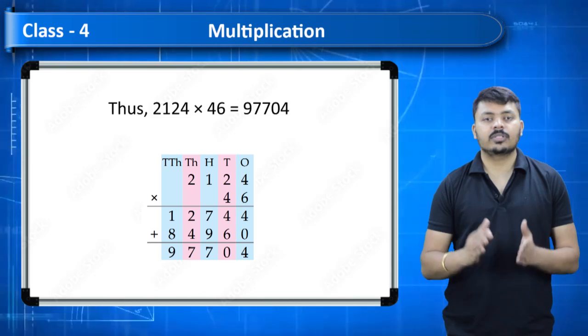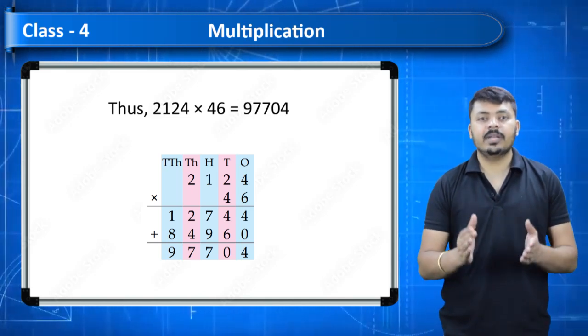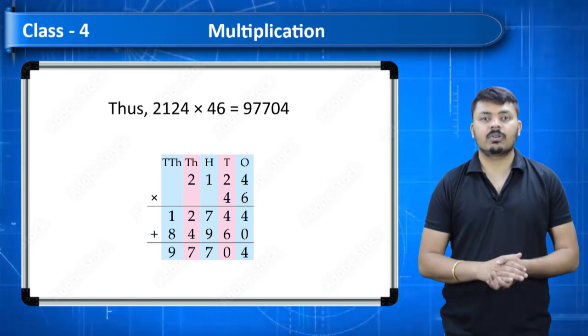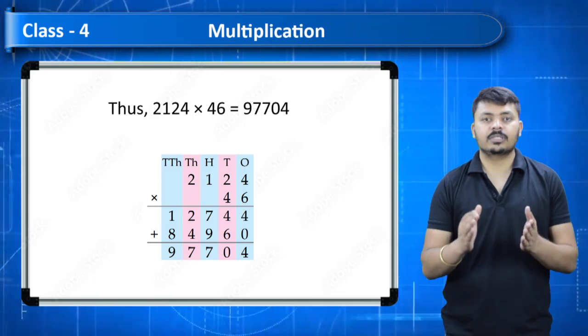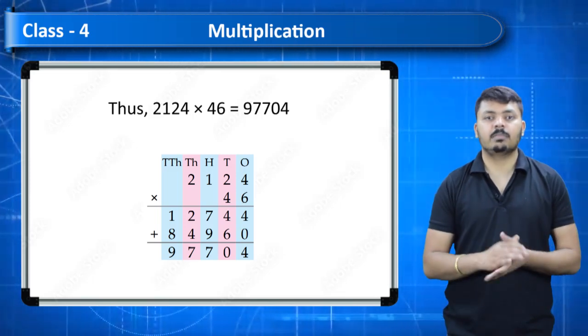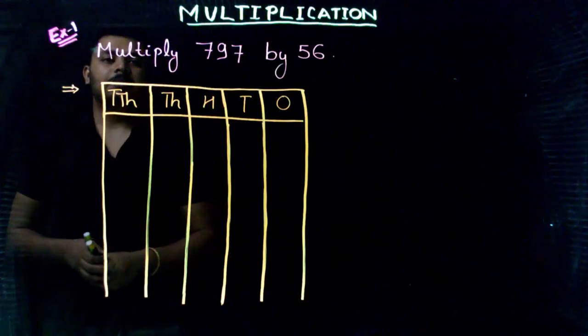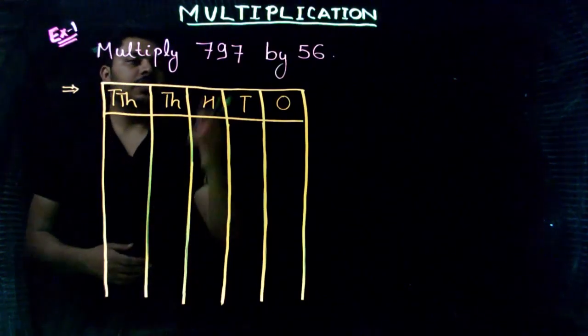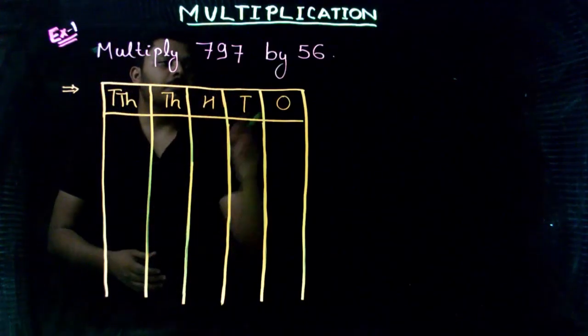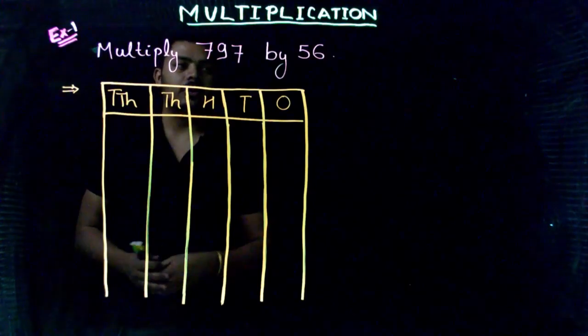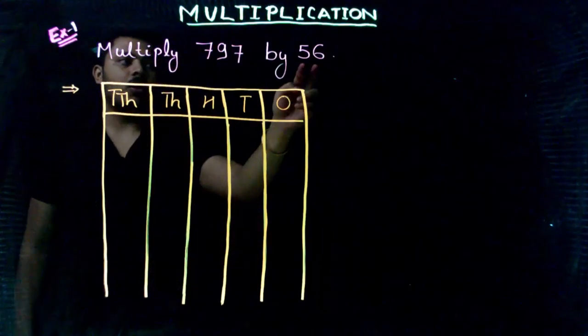Thus, 2124 multiplied by 46 is equal to 97,704 as the product. So students, let's look at example number 1. Multiply 797 by 56. So now we have our multiplier of two digits.